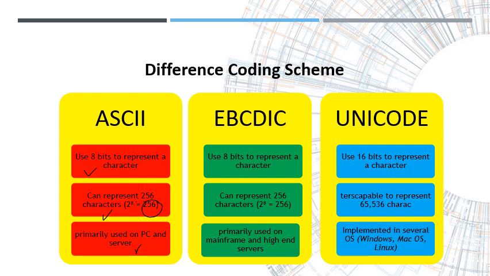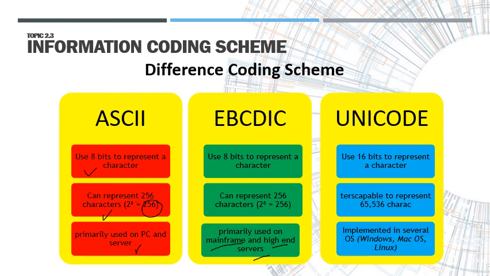Next is EBCDIC. 8 bits represent the characters, the same, and they use it only on mainframe and server. Unicode is used for Windows, Mac, and Linux. They use 16 bits to represent characters, so it is capable of representing 65,536 characters. So those are the differences.